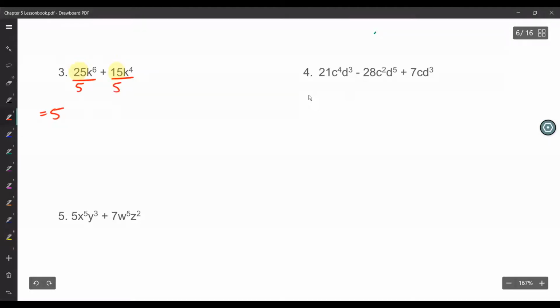Then when you look at variable parts, the greatest amount of a variable that you can take out is the lowest exponent that you see anywhere in your equation on that variable. In the first part here, I have 6 k's, and in the second part, I have 4 k's. So I can take out a maximum of 4 k's from each of these. That's going to be my greatest common factor: 5k to the 4. I'll take 5k to the 4 and divide that out from each term.